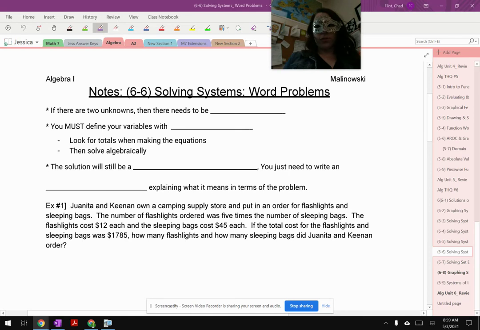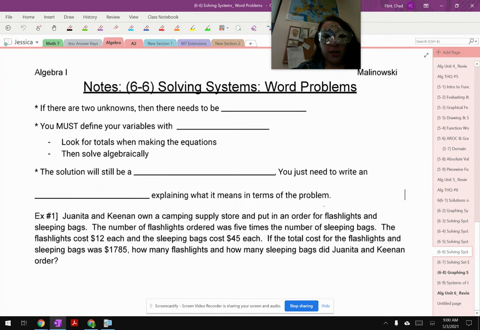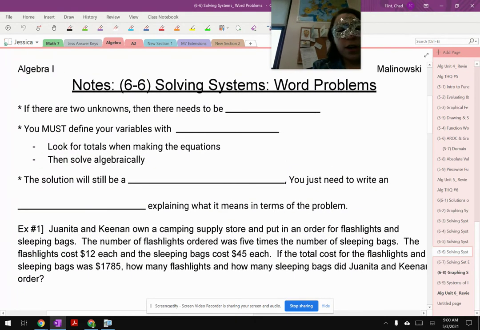Here we have notes for algebra for 6-6, solving systems word problems. So this is a super important lesson because these problems show up every single year on your exam, and they're always like 6-point questions. So we're dealing with word problems, so there's a couple of things that are kind of obnoxious. If there are two unknowns, then that means there needs to be two variables.